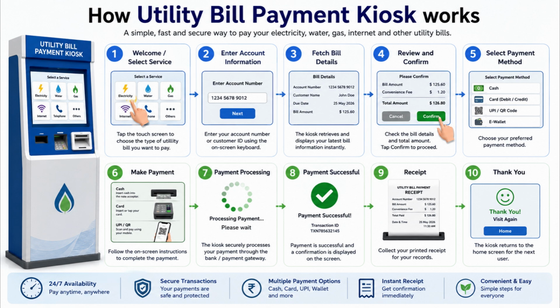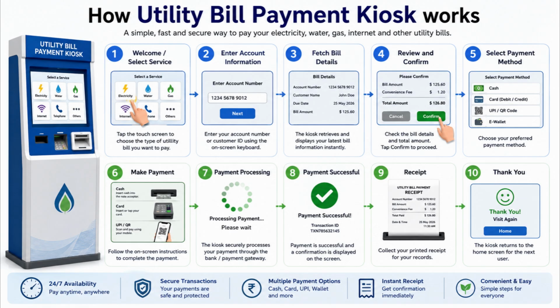In this video we will discuss how a utility bill payment kiosk works in a simple step-by-step way. First, the user walks up to the kiosk and touches the screen to begin. The kiosk shows different utility services such as electricity, water, gas, internet, telephone, and other bill payment options. The user selects the service they want to pay for.